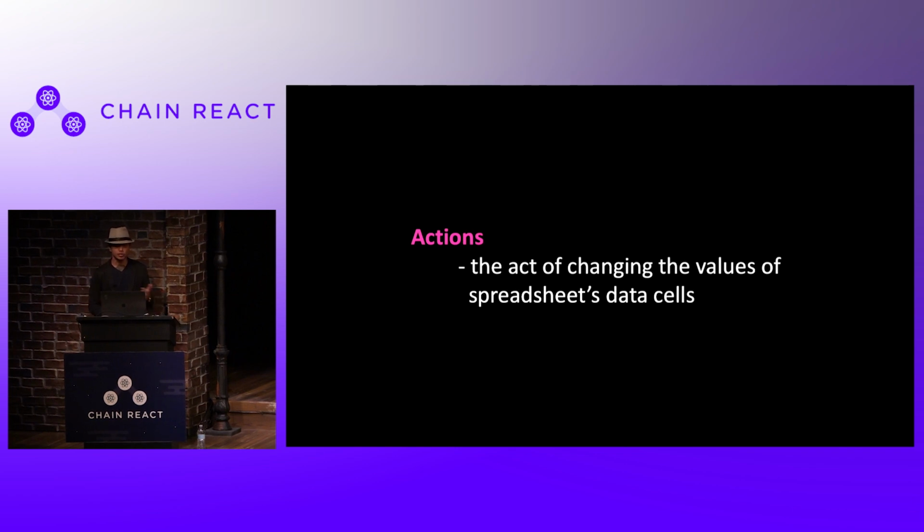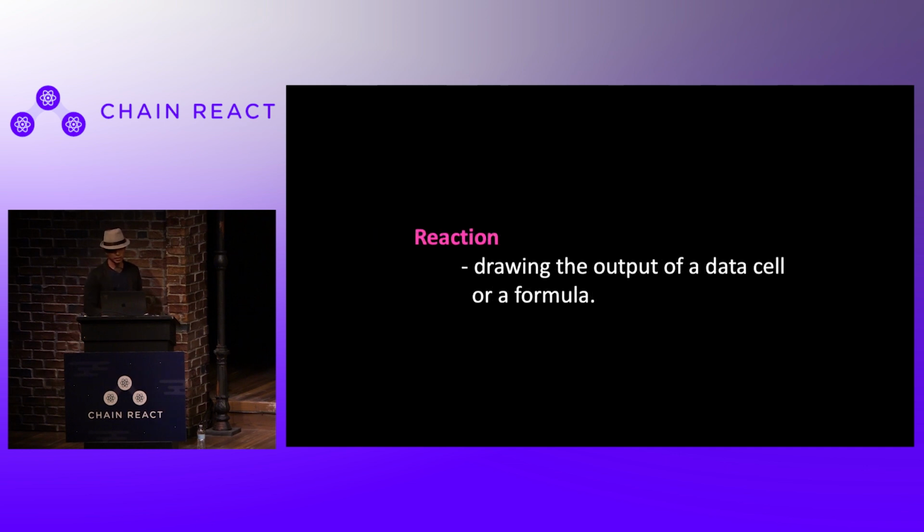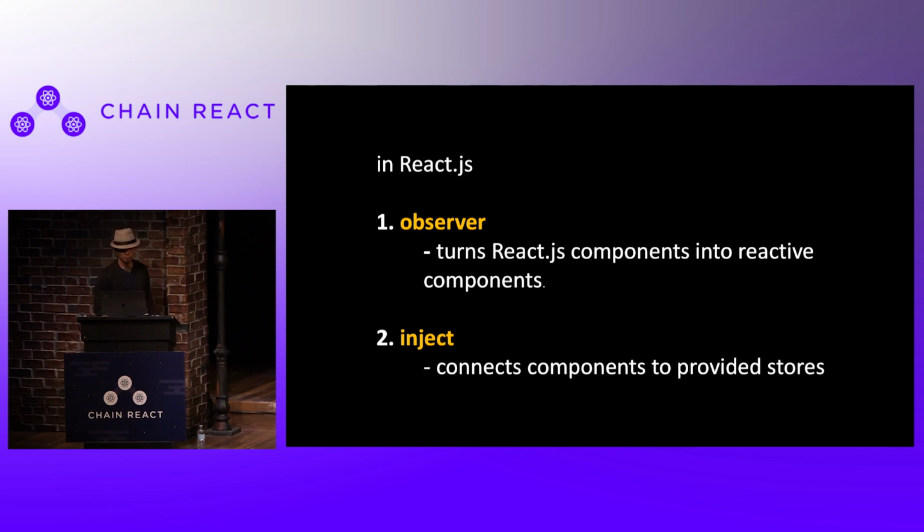Actions are the act of editing the values of cells. Computed values are derived from data cells and other formulas. It is updated automatically when one of the properties is modified. And lastly, reaction, drawing the output of a data cell or a formula. This is the real-time UI updates in React, patches the DOM. So that's the core Mobx library.